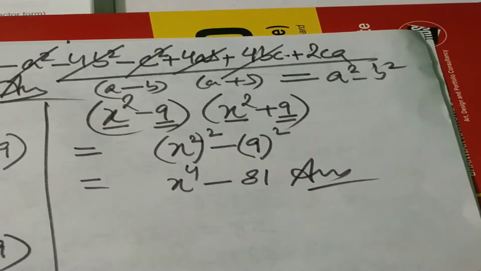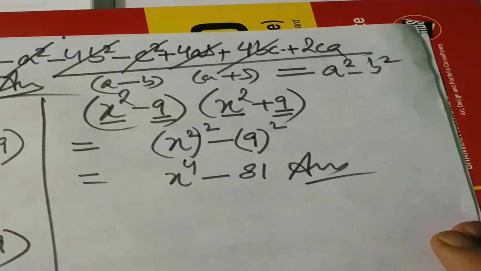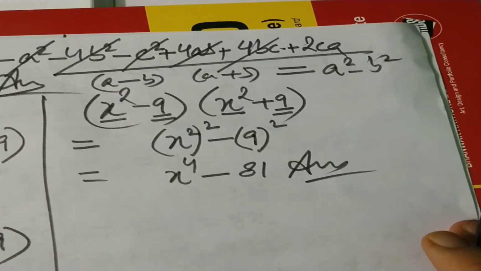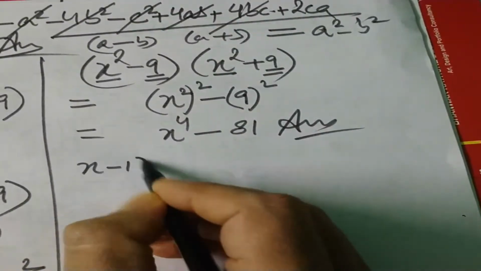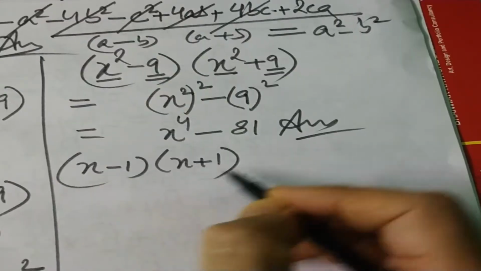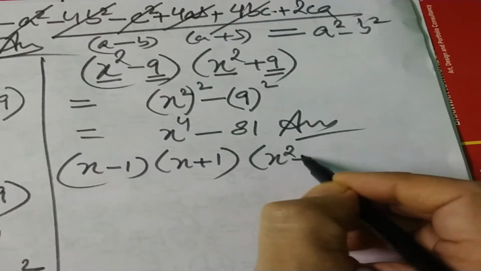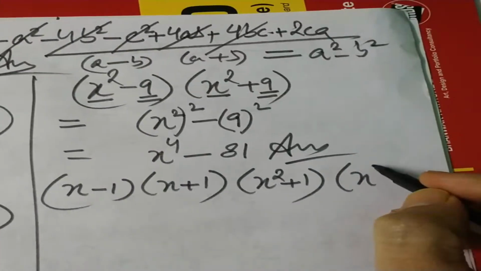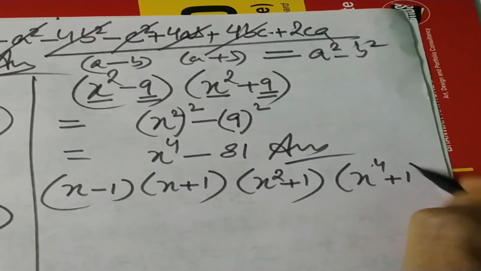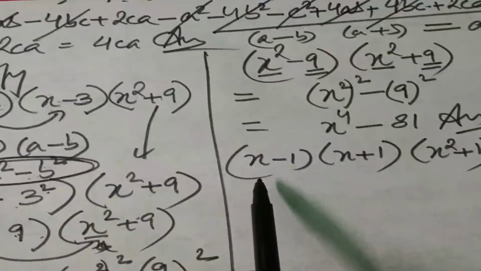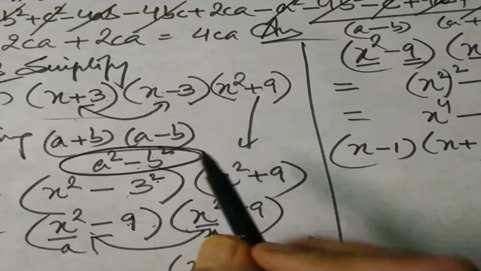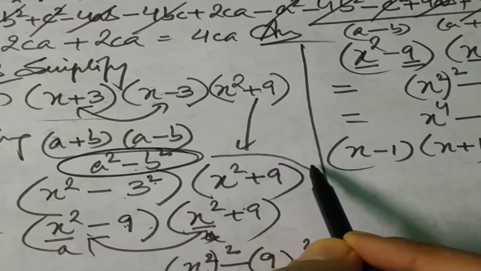Okay. And in the same way, the next question will be done, which you will try. The next question says x minus 1, x plus 1, x square plus 1 and x 4 plus 1. So first multiply these two, just like we multiplied these two. In the same way, multiply these two and use this formula, a square minus b square in this.